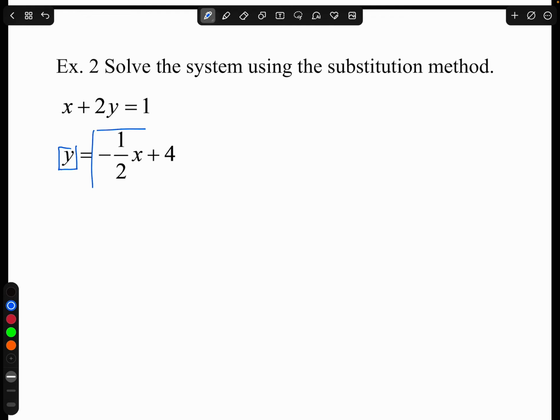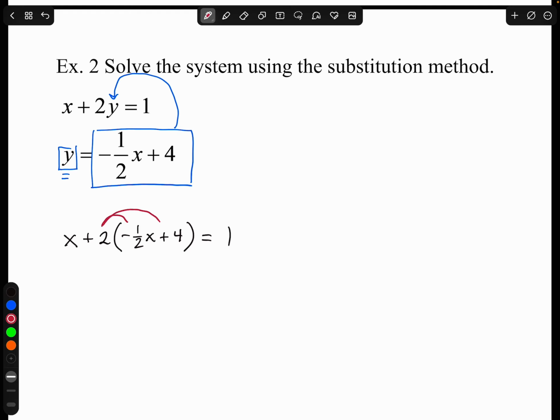I see here that I already have this y isolated by itself, and it equals negative 1/2 x plus 4. So since this y is already isolated, I'm going to take that expression that it equals and put it in for the y in the other equation. So x equals 2, and then we're going to put the quantity of negative 1/2 x plus 4, and that should equal 1. Let's distribute through.